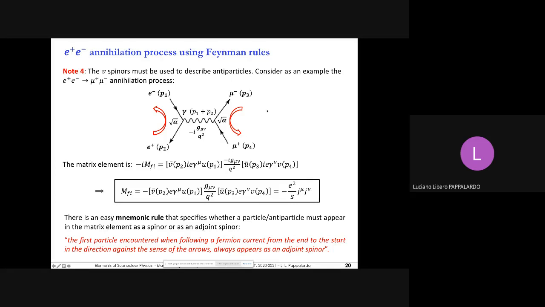Similar for the final state. In this case, the current flow is from bottom to top, so we take the opposite direction. We start from top to bottom, and the first that we encounter, which is now a particle, should be the adjoint one. And in this case, the antiparticle is not. Is that clear? So keep in mind this mnemonic rule in order to write correctly your matrix element, to be sure that you put the correct spinor as adjoint and that everything is consistent.